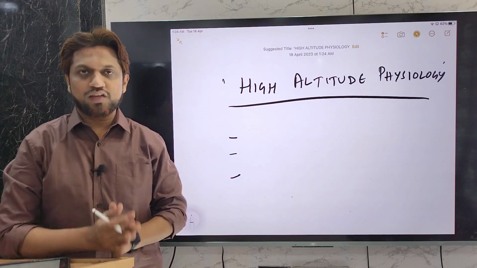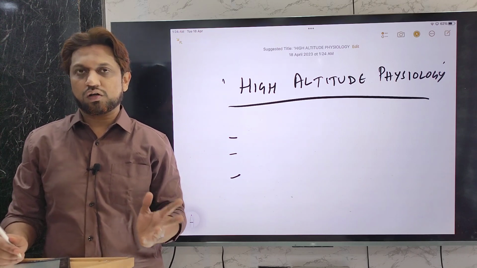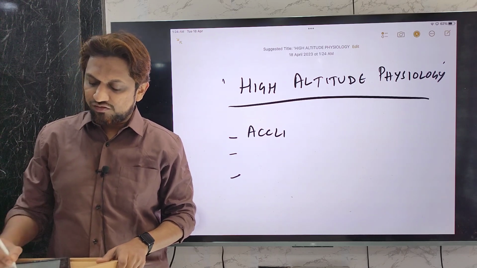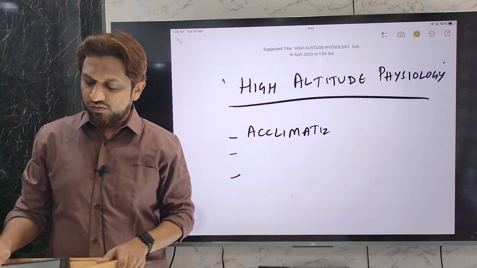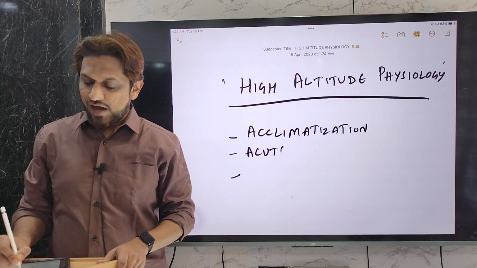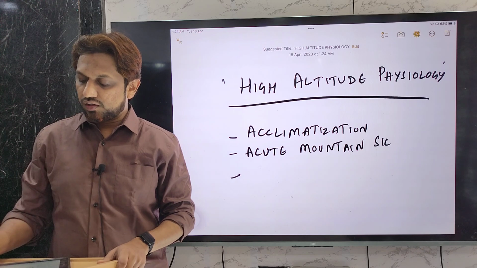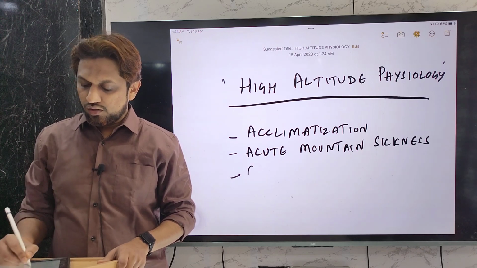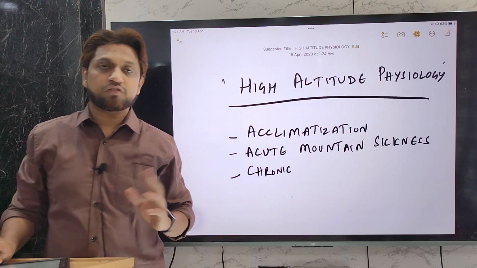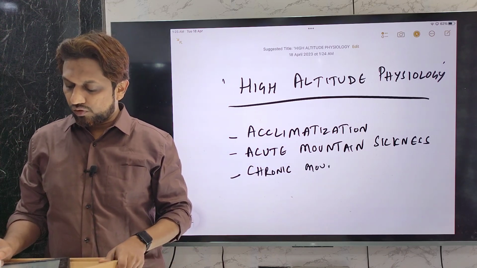As objectives of today's lecture, we'll be discussing the most important topics which can be asked as a short note or a short essay for 5 marks or a 3 marks question. First is acclimatization. What is this acclimatization? We are going to discuss. Then other related topics are acute mountain sickness, then chronic mountain sickness. These 3 topics we are going to discuss if time permits, or else we'll just deal with the first topic, acclimatization, and discuss these 2 topics in the next video.